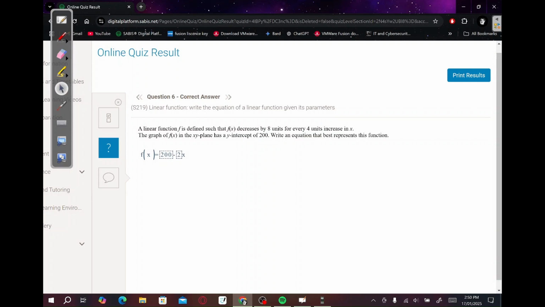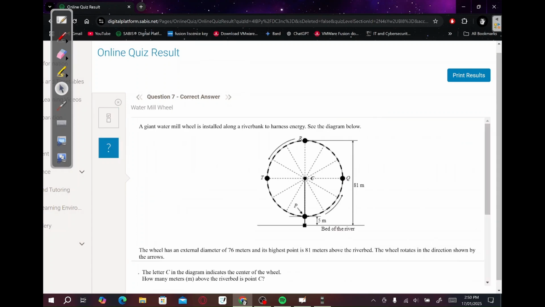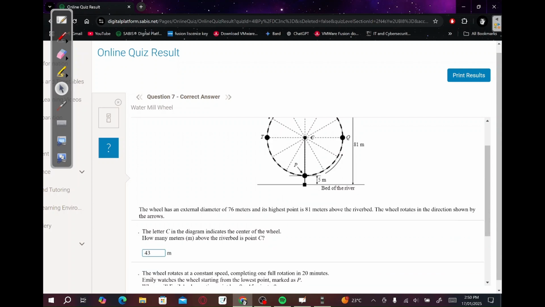Okay, question 7. A giant watermill wheel is installed along a riverbank to harness energy. See the diagram below. Okay, this is the diagram. The wheel has an external diameter of 76 meters and its highest point is 81 meters above the riverbed. The wheel rotates in the direction shown by the arrows. The letter C in the diagram indicates the center of the wheel. How many meters is point C above the riverbed?